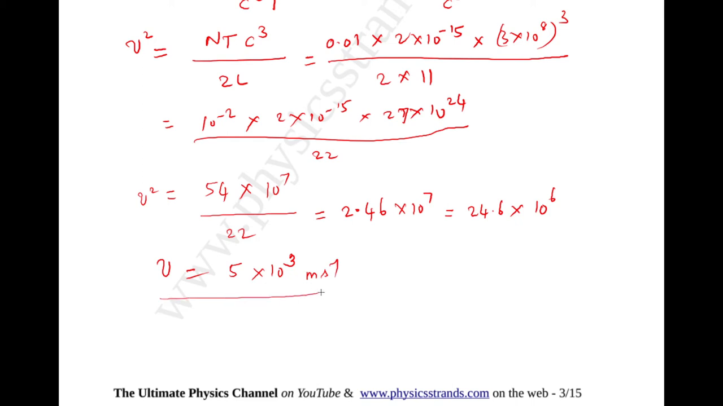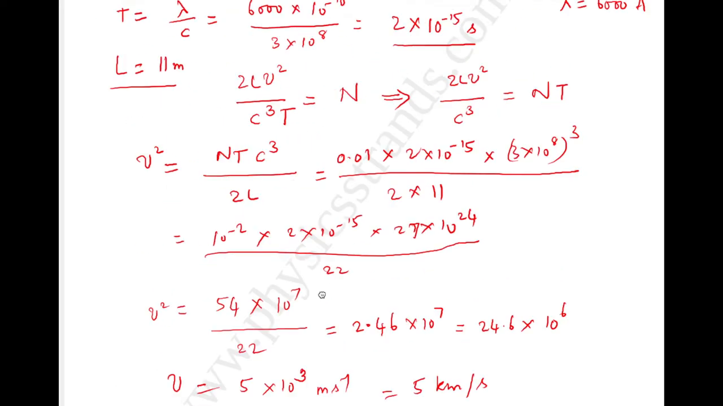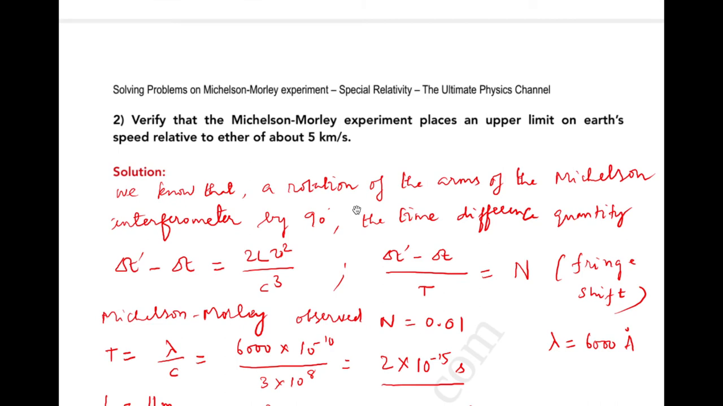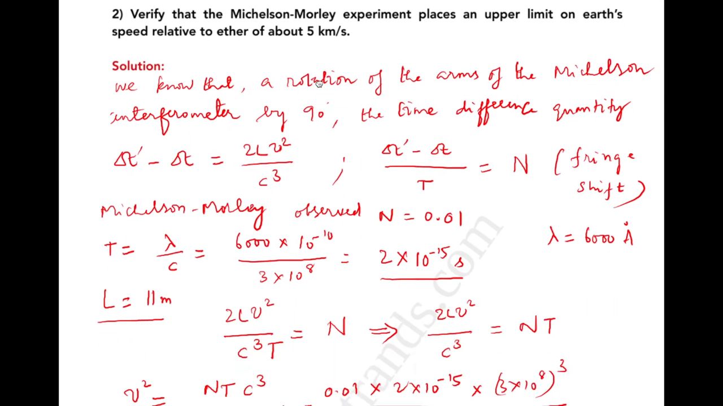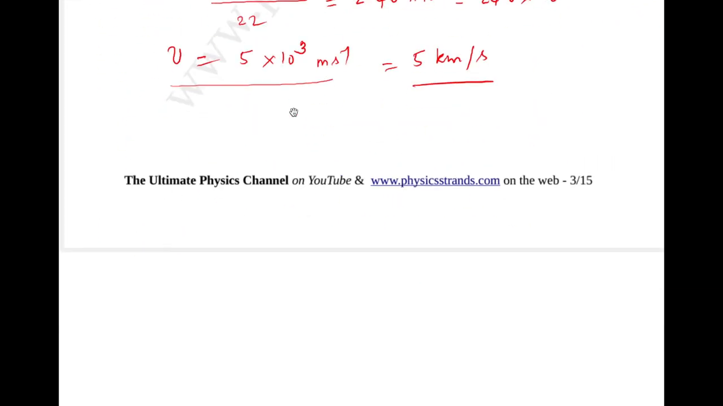So I can clearly say that the upper limit is not more than 5, because this is less than 25. So that is 5 into 10 power 3 meters per second, or I can say it is 5 kilometers per second. That is the upper limit on the speed of Earth relative to the ether as per the fringe shift obtained by Michelson and Morley in their 1887 experiment. So that has been verified here.